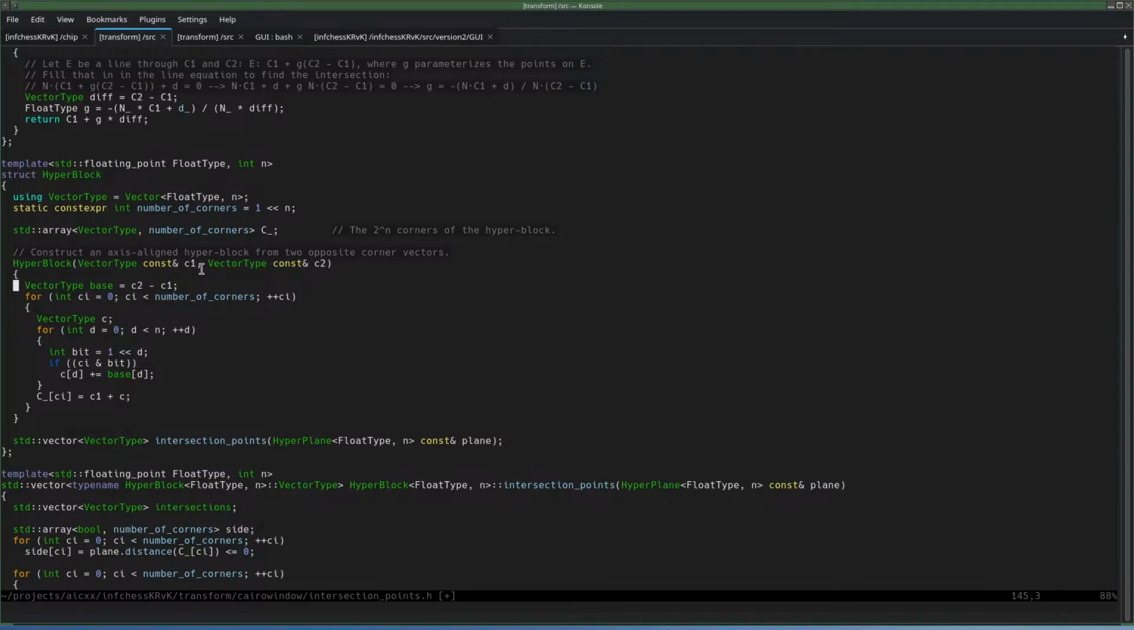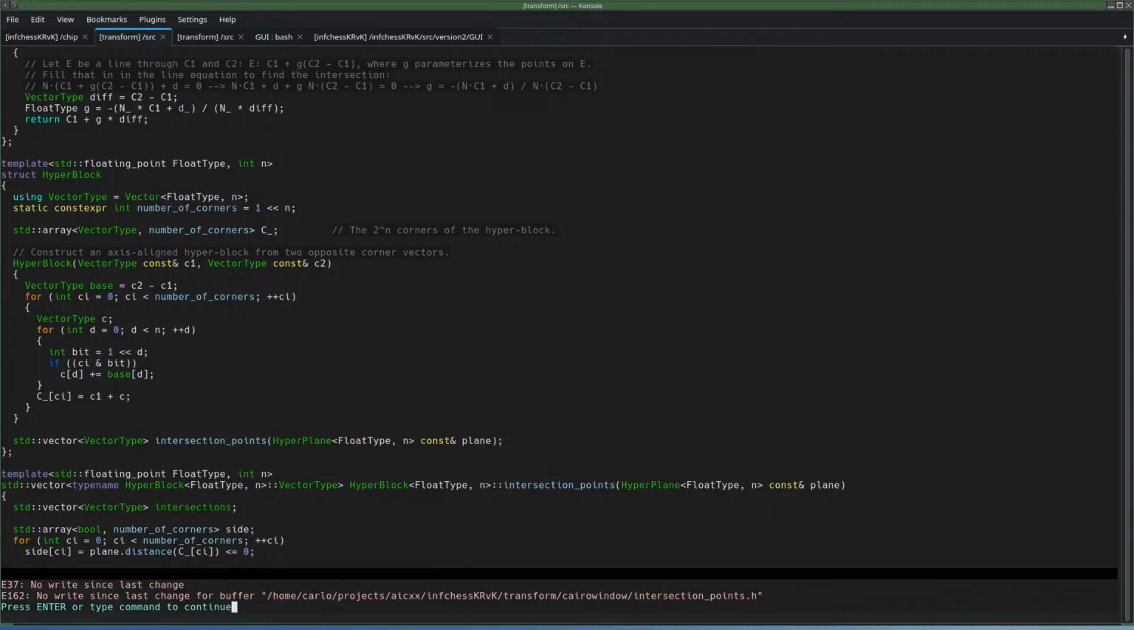So let's draw this for the case that we have at the moment, as in, how do I construct my hyperblock at the moment?